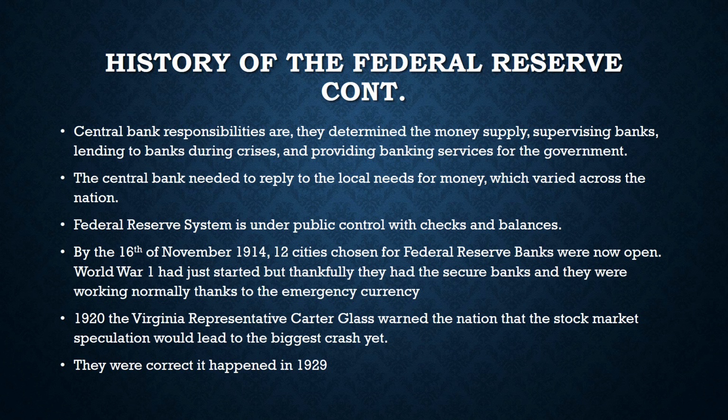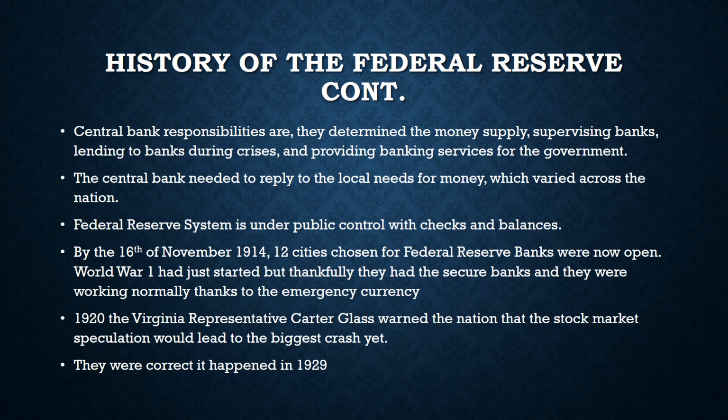In 1920, the Virginia representative Carter Glass warned the nation that the stock market speculation would lead to the biggest crash yet. And they soon found out in 1929 that they were right. Over 10,000 banks crashed. After the Great Depression, Congress passed the Banking Act of 1933 for separating commercial investment banking and requiring government securities as collateral for Federal Reserve notes.